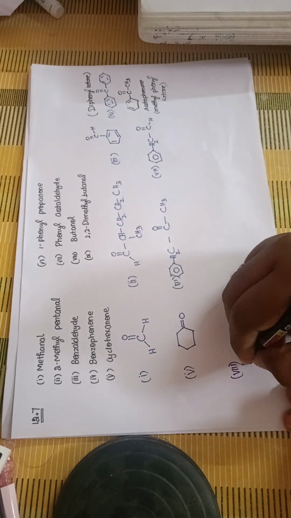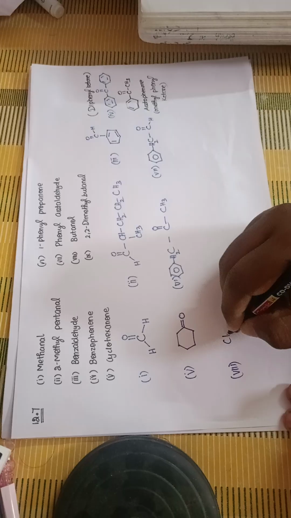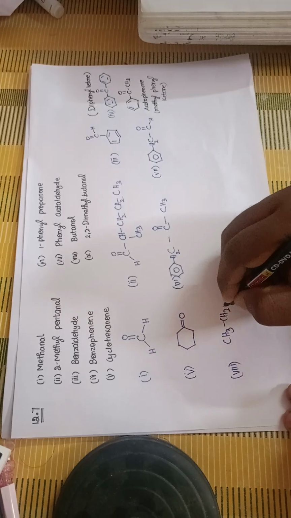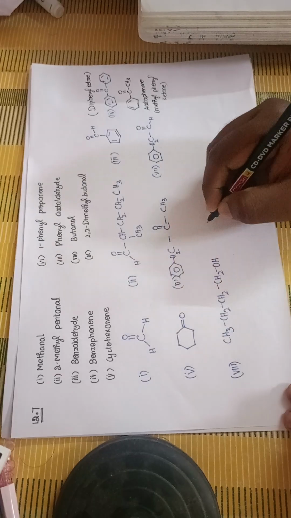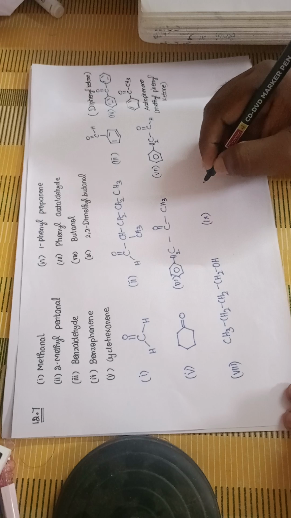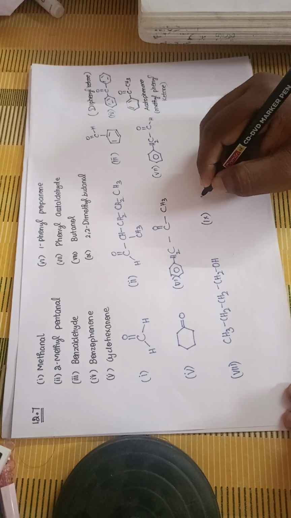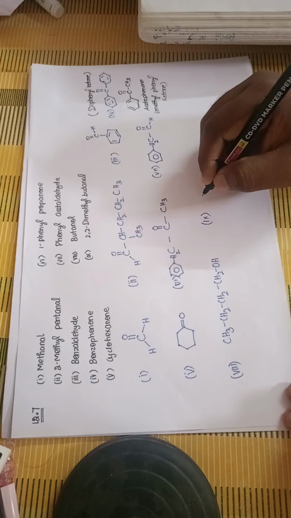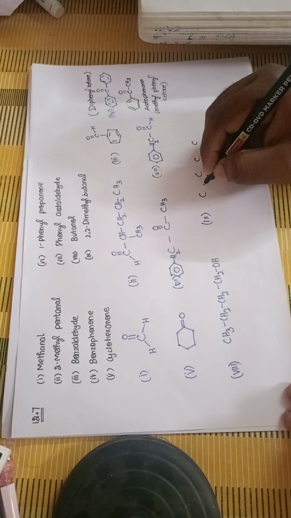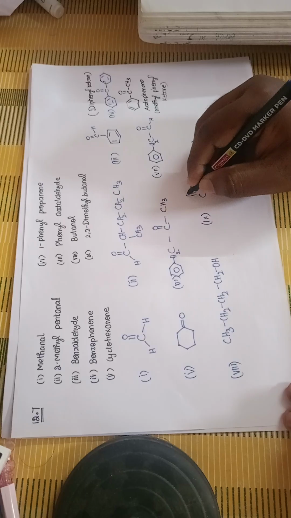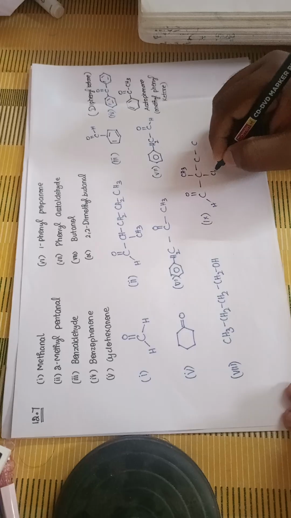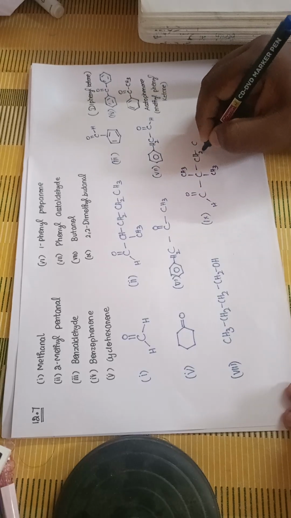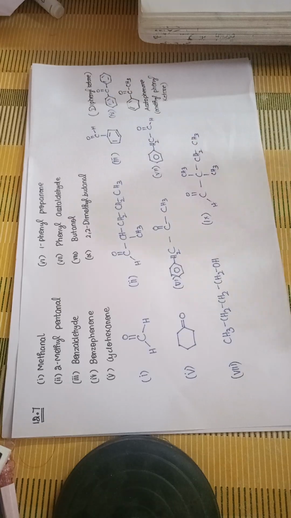Then the 8th one is butanal: CH3, CH2, CH2, CH2OH type chain with the aldehyde group. Then the 9th one is 2,2-dimethylbutanal. The 4 carbons have single bonds and we have the aldehyde functional group. In the second carbon we have one methyl, and in the same second carbon another methyl. Now fill the tetravalency. These are the structures of the compounds given in question 12.7.